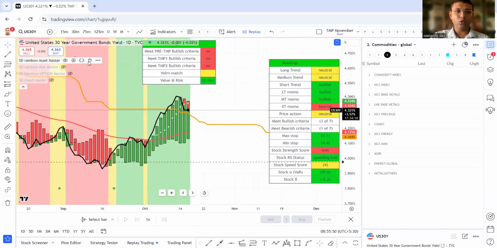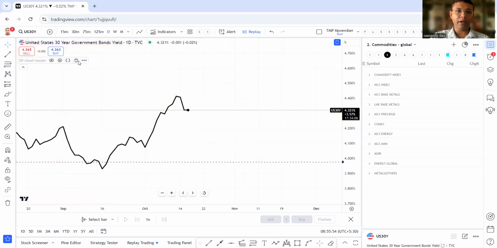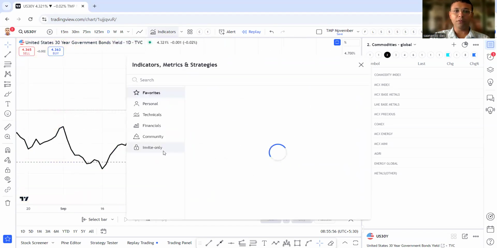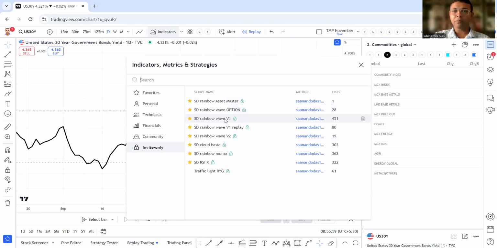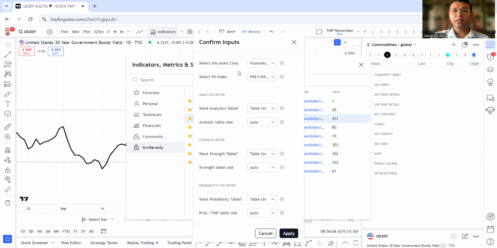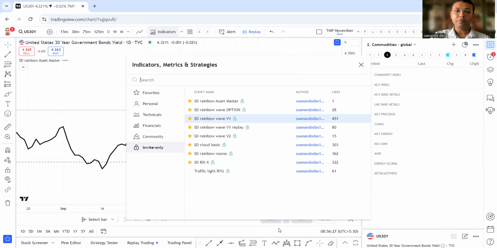First of all, how to bring the Fountain of Gold setup. The Fountain of Gold setup is a group of indicators for a specific purpose. It's a multi-asset, multi-time frame trading setup. You click SD Rainbow Wave V1 version 1, that will bring on the SD Rainbow Asset Master on your chart, and you can select different asset classes with this. If you're not sure which one to apply, you can apply the mother setup or the Fountain of Gold. Apply.